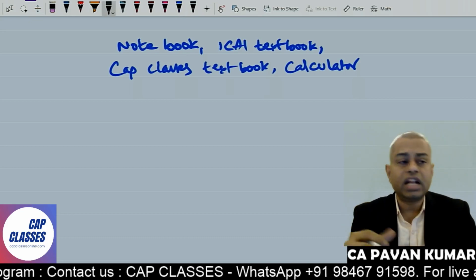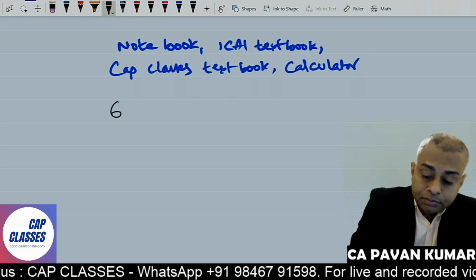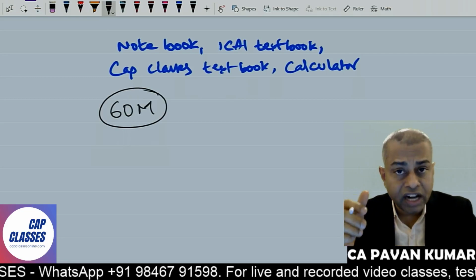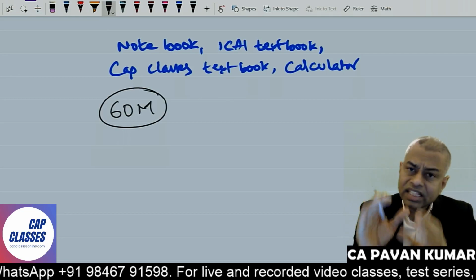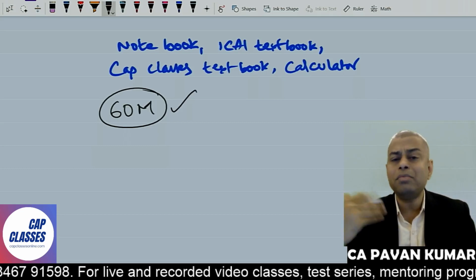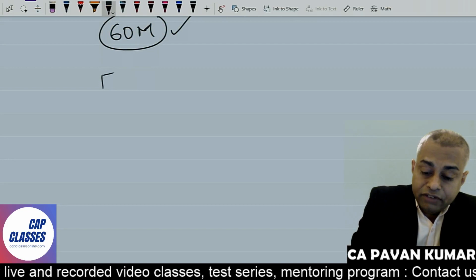And financial management as of now is for 60 marks, wherein the remaining 40 is economics for finance, and this 60 marks will be there in future also, 50, 60 or maybe above. Now let us see the syllabus. Put the heading financial management.